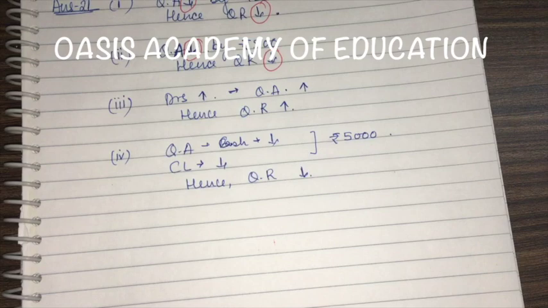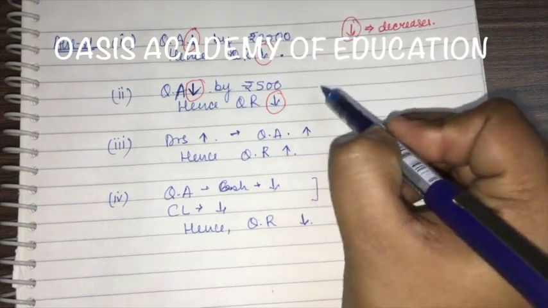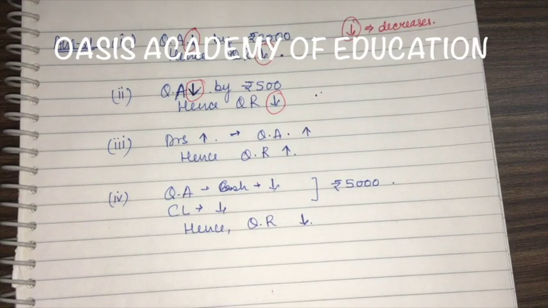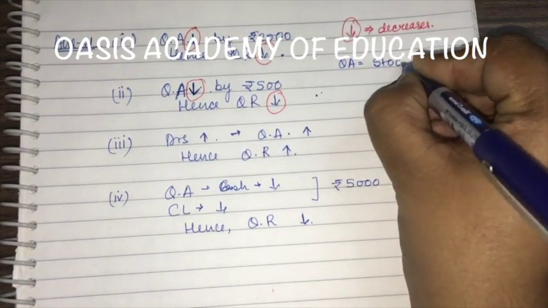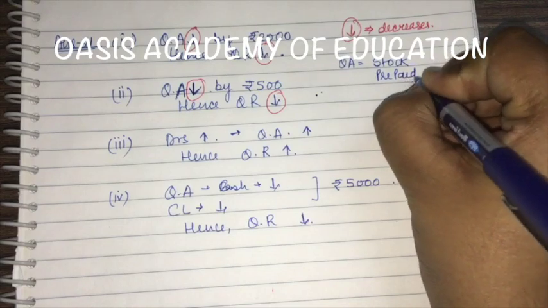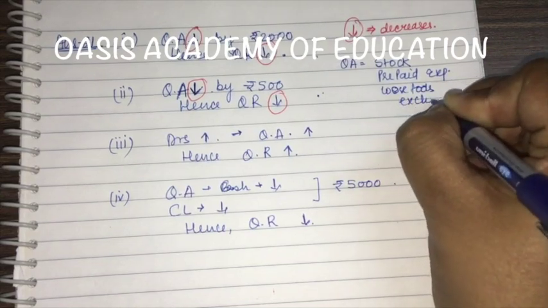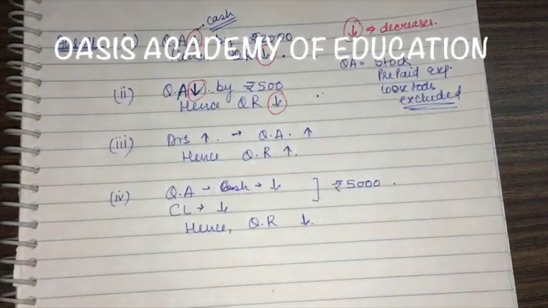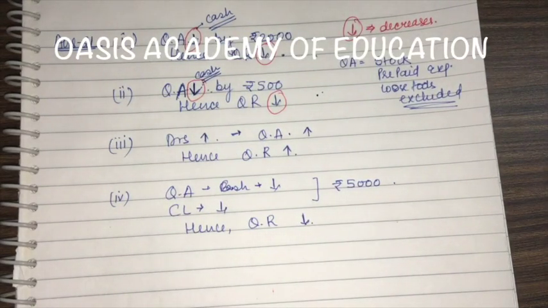Now in this particular question you need to remember one very important aspect. When you answer part 1 and part 2, you need to remember that the definition of quick assets excludes stock, prepaid expenses and loose tools, right. So the reduction we are talking about here is cash. In both cases cash is reducing, and because of that our ratio is reducing, right.